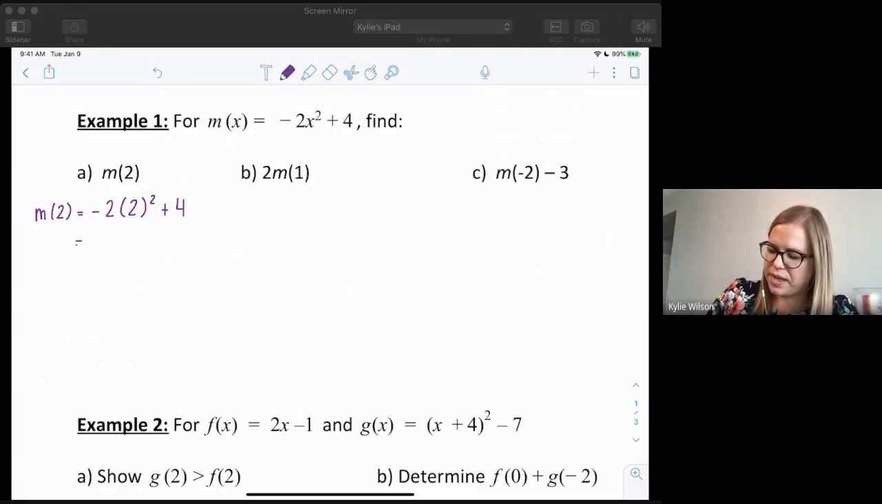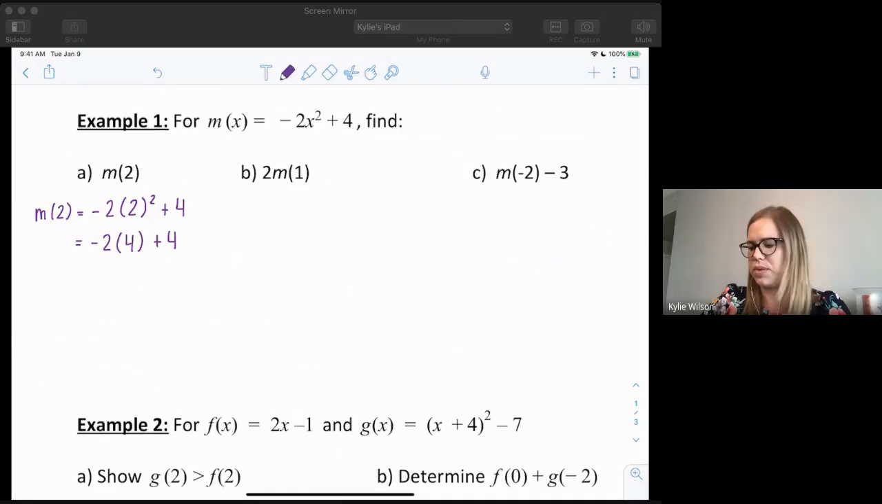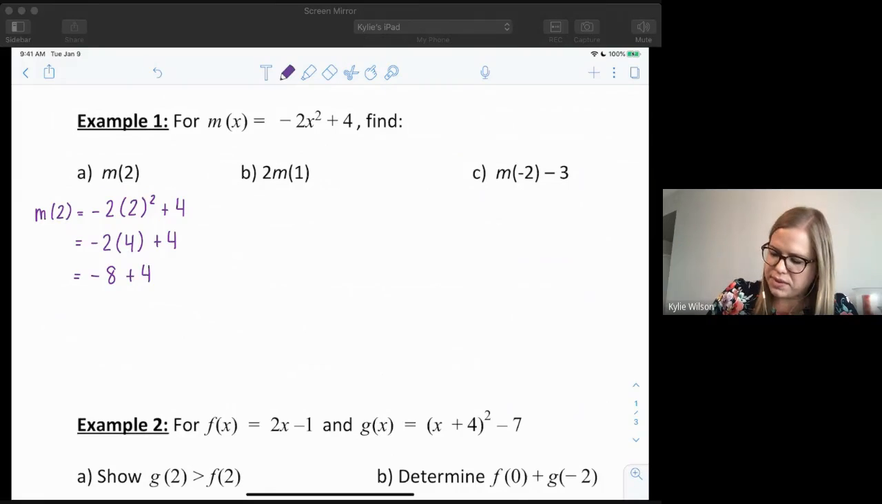Now I'm just going to do BEDMAS. Again, you don't need to write out all of these steps. I just want to ensure that everybody knows where the numbers are coming from. So we'll have negative 8 plus 4, which will give me negative 4. Then we would have m at 2 is negative 4, and that would be our final answer.